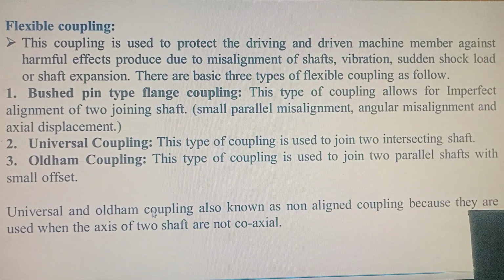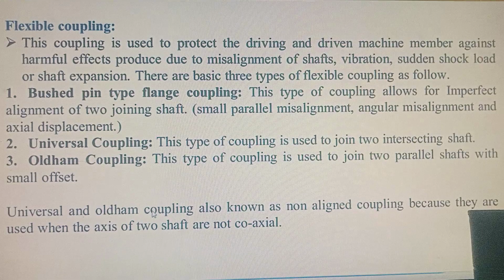The second one is universal coupling. These types of couplings are used to join two intersecting shafts. That is, it transmits the rotational motion and also arrests the linear motion.